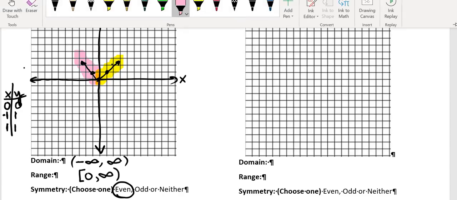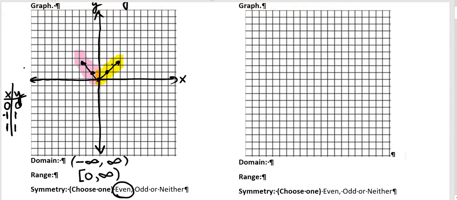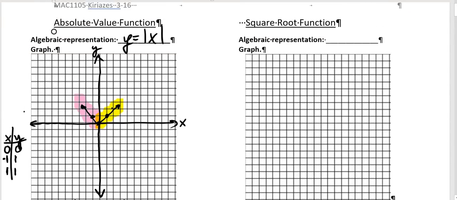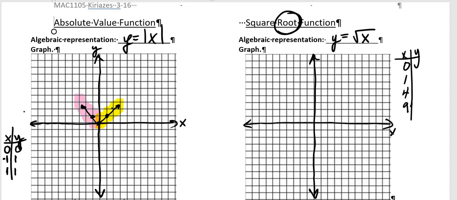Let's look at our next problem. This one asks us to give the algebraic representation for the square root function. The y is equal to the square root of x. Be aware, if it says square root, we need to put that radical. So let's go ahead and graph this one. So I added my axes, and I made a table. So when I have x equal to 0, the square root of 0 is 0.